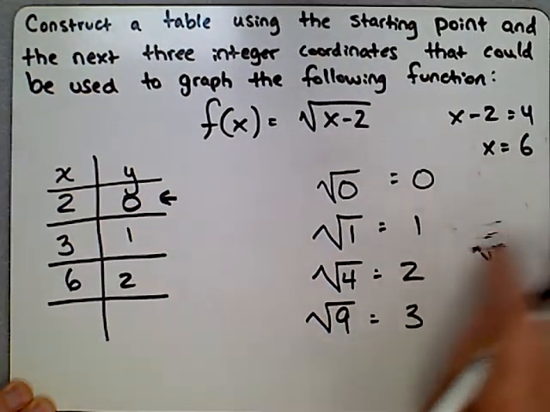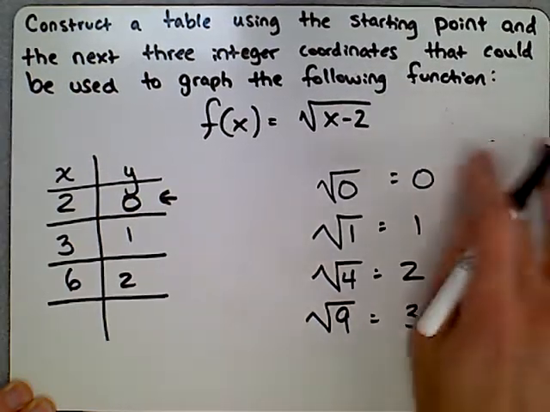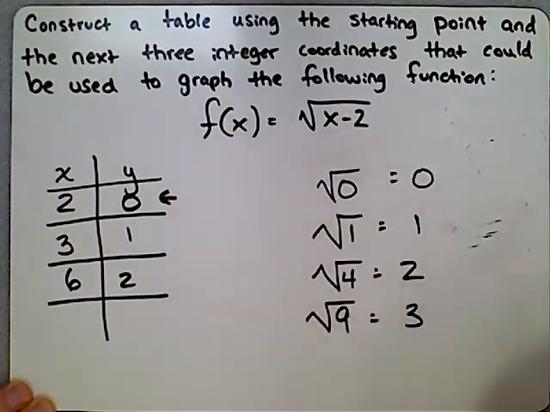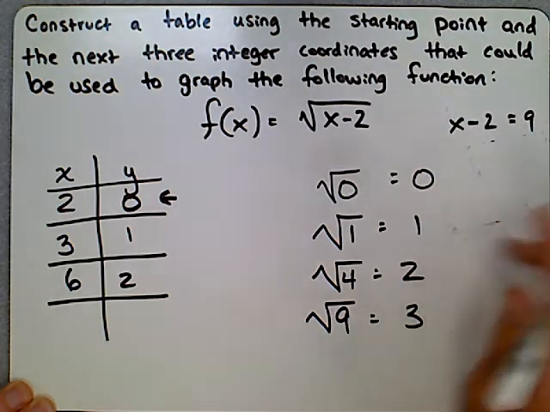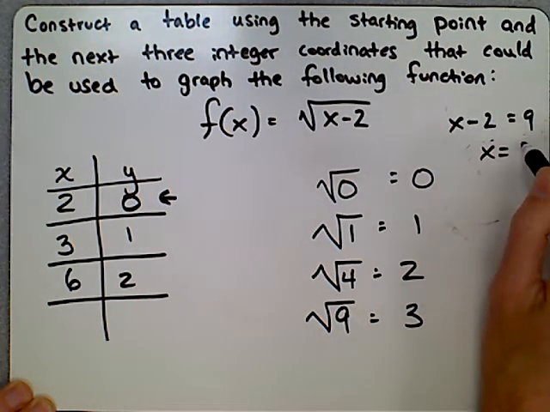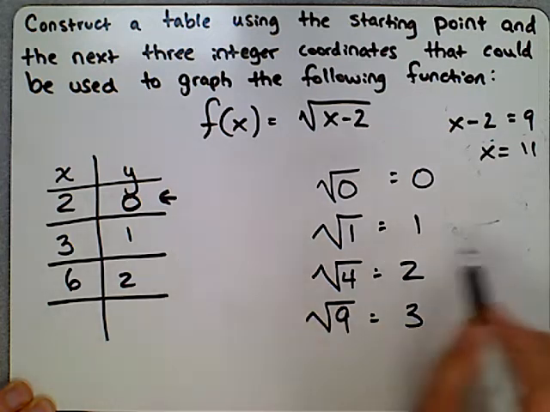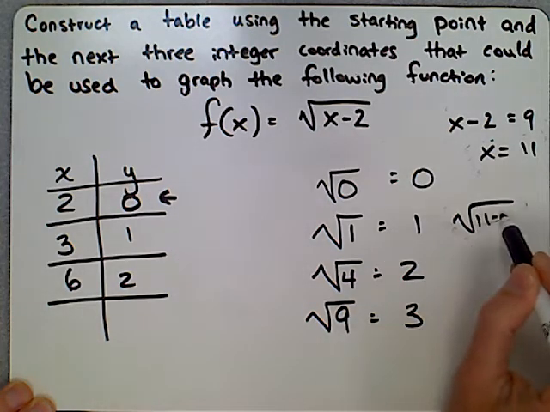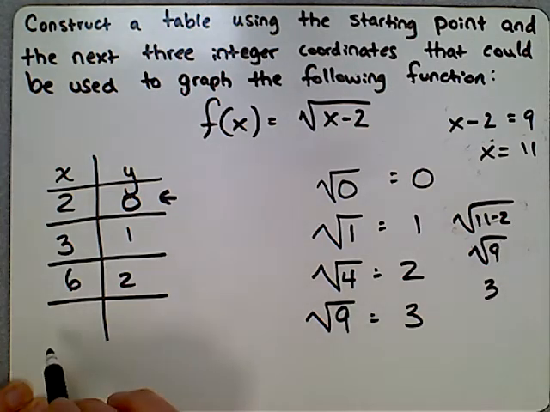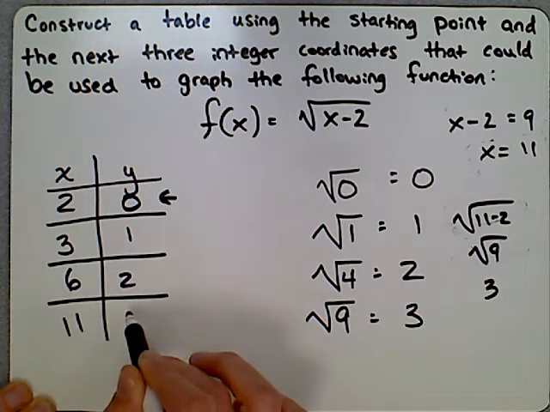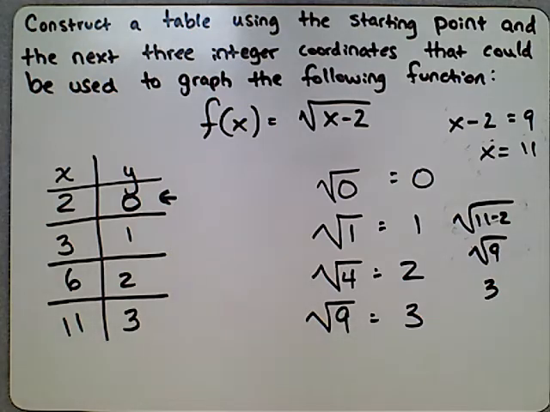Move on from there for our fourth point. We need the area under the radical to be 9. So we need x minus 2 to equal 9. To get there, we're going to need x to be 11. Plugging in 11 minus 2 gives us the square root of 9, and that gives us positive 3. So our final point is 11, 3.